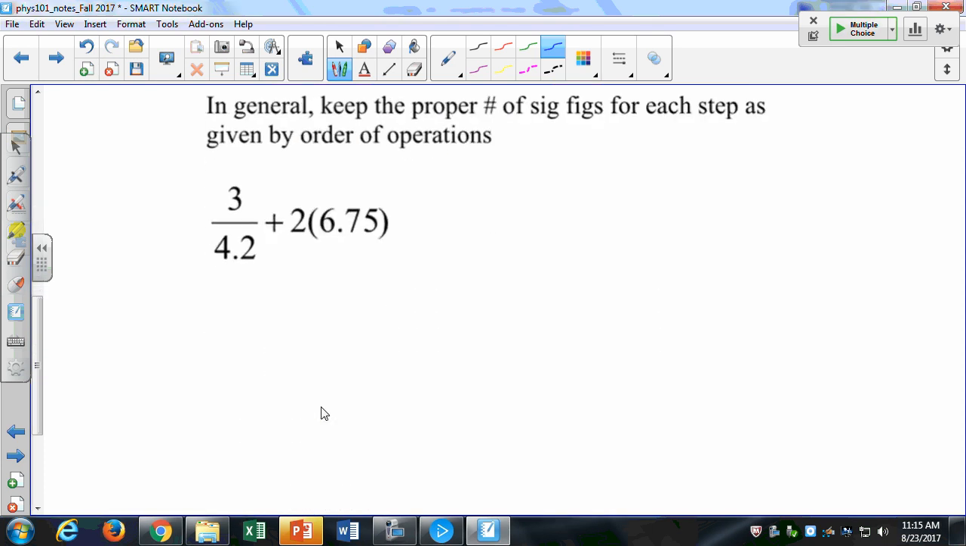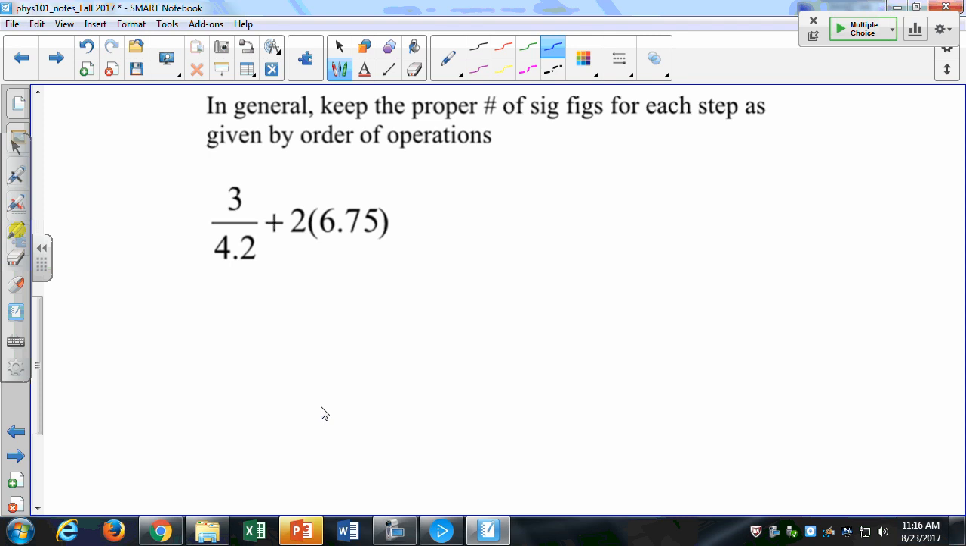In general, and this is what you'll see on your test, you'll see a question like this where you have mixed addition, multiplication, and division. And in general, you keep the proper number of sig figs for each step as you do order of operations. So in this expression, which steps would I do first? Would I do my addition, or my multiplication, or my division? I do either the multiplication or the division, or do them both at the same time, in fact.